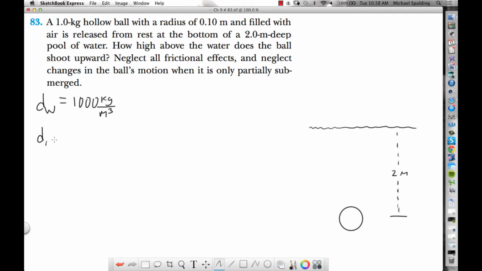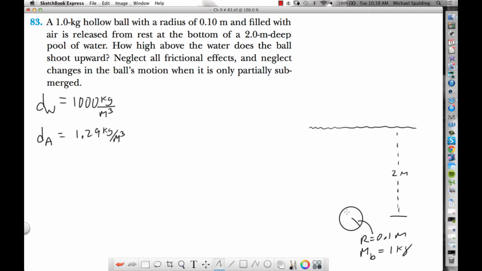Density of air is 1.29. And then we have the radius of this ball. The radius is 0.1 meters. And then we have the mass of the ball, MB for mass of ball, 1 kilogram. Now, what happens here is this. This ball is released from rest underneath the surface of the water.